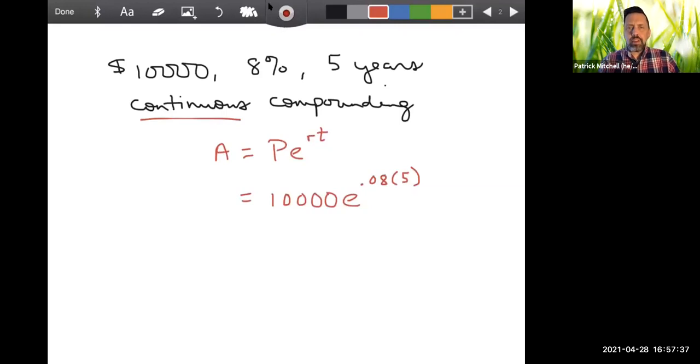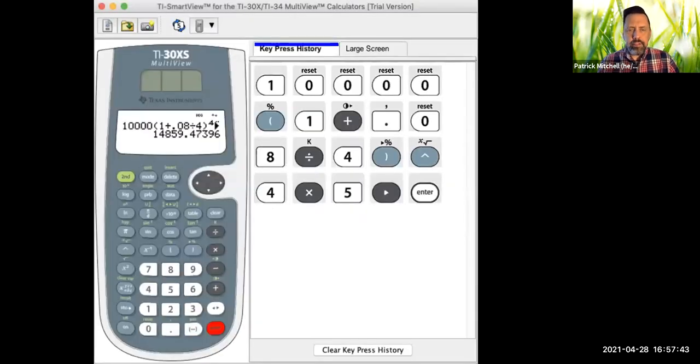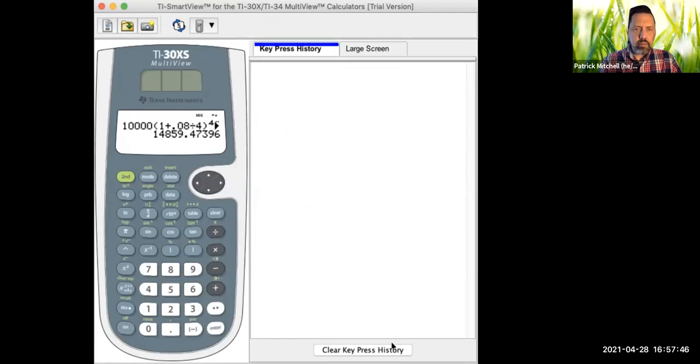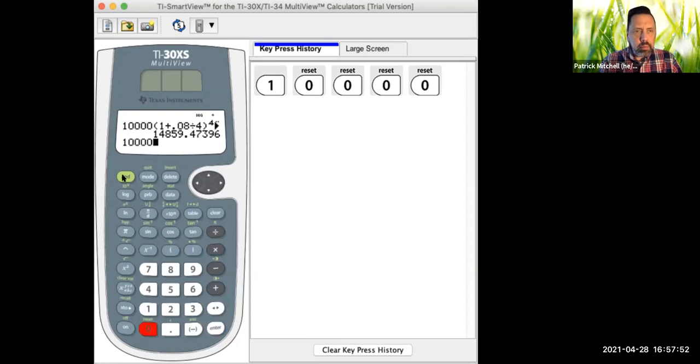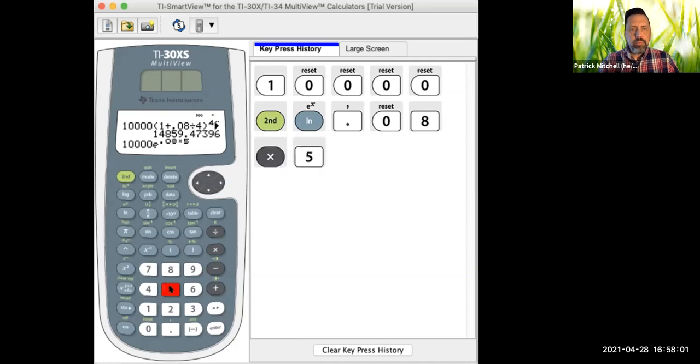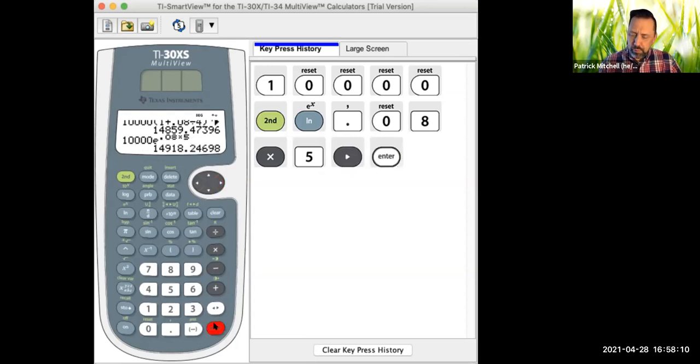So now let's go to the calculator. And I've still got the previous answer up there. That might come in handy. Let's just get rid of this. 10,000 times e, remember second ln, 0.08 times 5. So instead of $14,859.47, I am going to end up with $14,918.25.